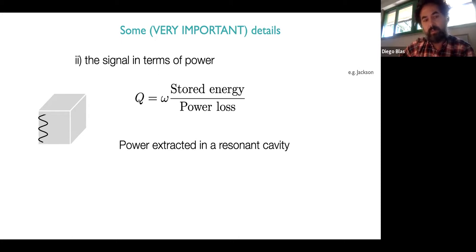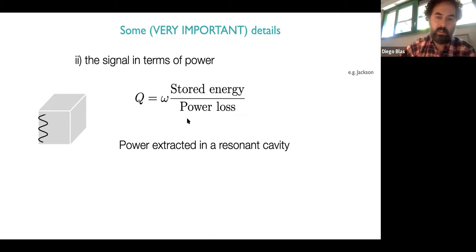Second very important point, you have to understand how the readout of a cavity is being made. All right. So when you define in a cavity a Q factor, again, my source is this very controversial book called Jackson, right? Where basically the Q factor is the stored energy divided by the power you lose as a function of time and then multiplied by omega. So basically that tells you that Q over omega is a time scale, which is telling you how much time you have to extract power from your cavity before your mode starts to be diluted away, right? That's basically the Q over omega.